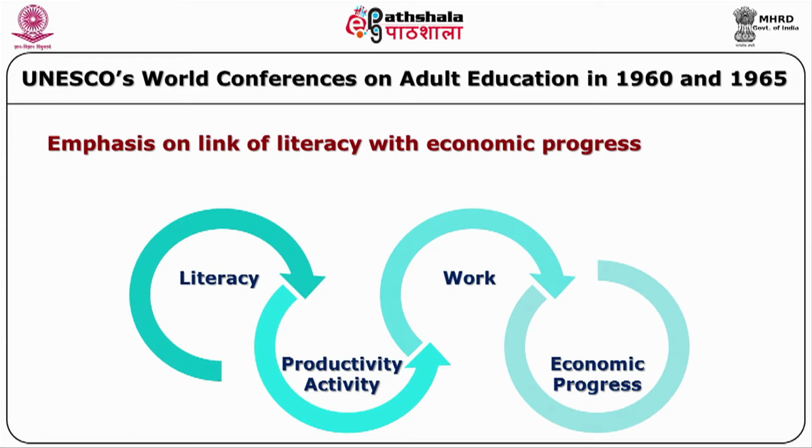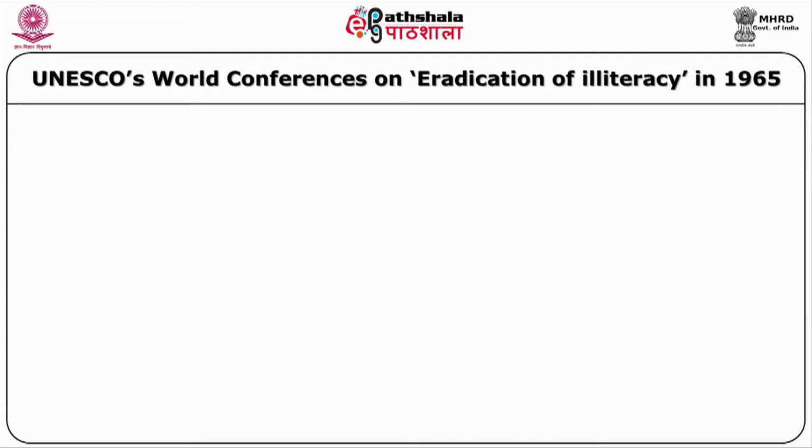The UNESCO's World Conference on Adult Education, held in Canada in 1960, and the World Conference of Education Ministers, held in Tehran in 1965, which was on eradication of illiteracy, both emphasized the functional aspect of literacy, the productivity and work aspects of literacy. Let us see what this conference had to say about functional literacy.